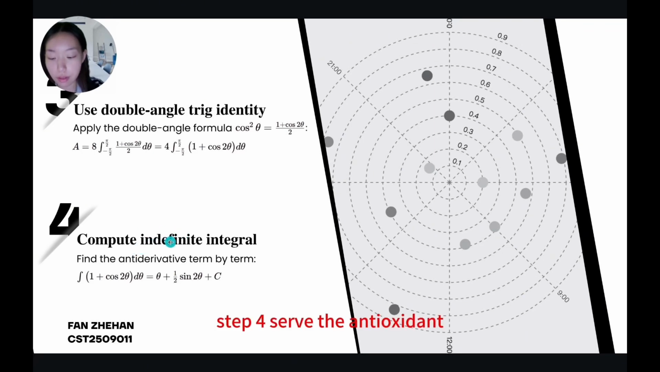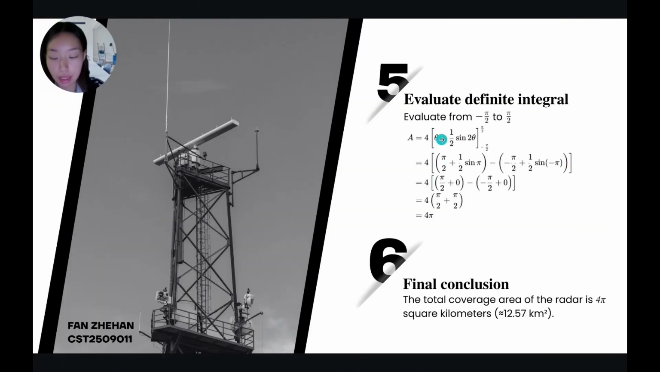Step 4, solve the antiderivative. And step 5, substitute the upper and the lower integral limits. The sine terms evaluate to 0. The remaining arithmetic outputs A equals 4 pi, approximately equal to this.